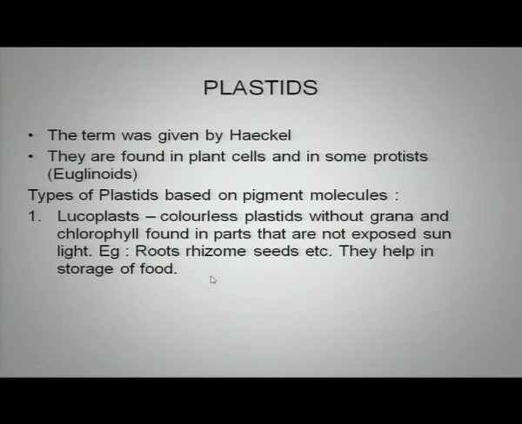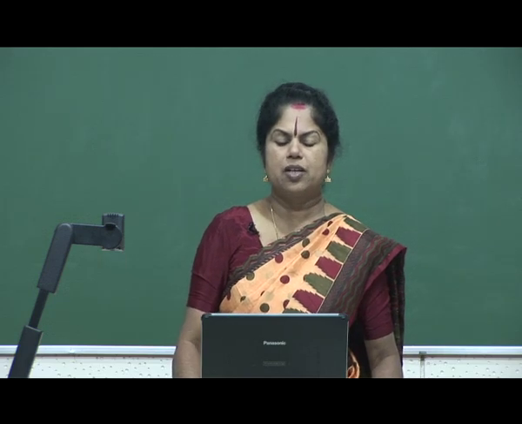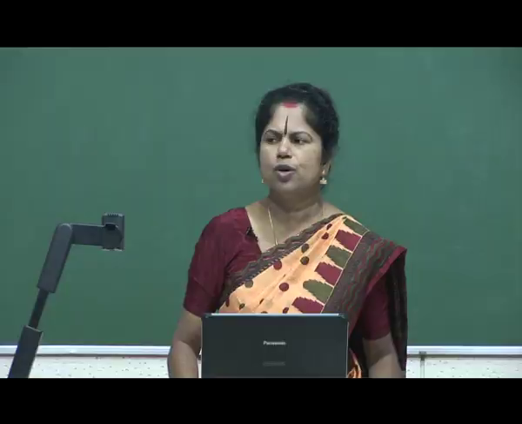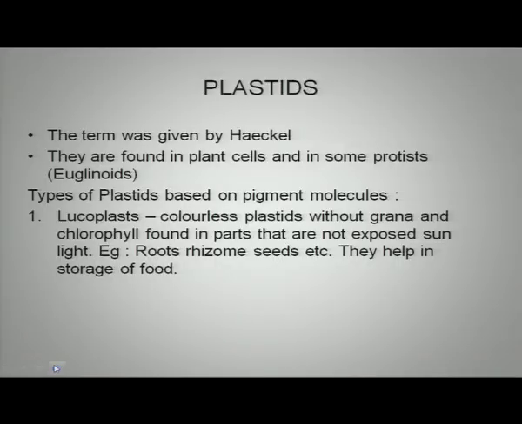They will change their color, they absorb light and they will transform into chloroplast. So, in short, colorless plastids without any chlorophyll and granum are seen in the parts that are not exposed to sunlight normally, such as roots, rhizomes, seeds, and even in some of the flowers also you can see. So, if they are exposed to sunlight, they can be transformed into chloroplast.